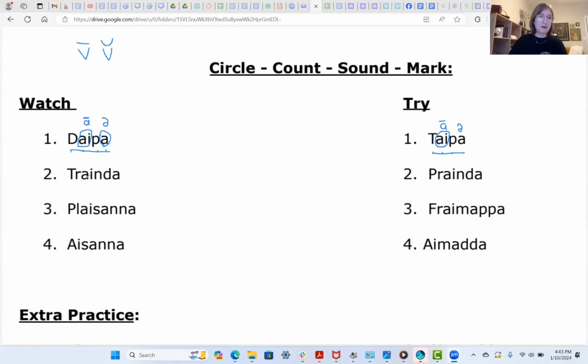All right, let me try number 2 here. You can do it with me if you want. So I know that this AI is going to say A because of the tap 2 rule, and it's our reading hack for the day. A's at the end always say "uh." I mark that with an upside down E, which is the symbol for the schwa sound. Schwa sound is "uh." That was a lesson for last Monday, if you missed it. I'm going to dot the sounds.